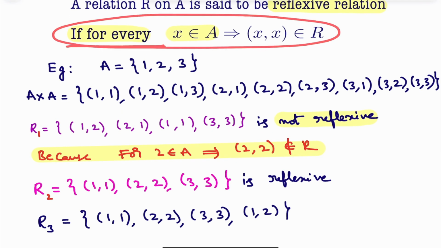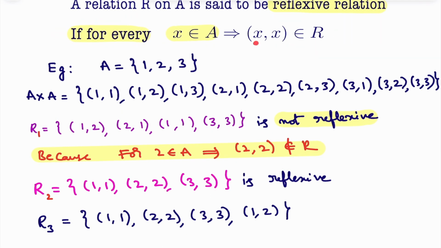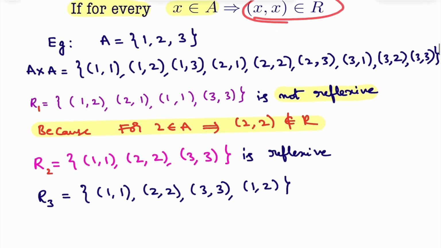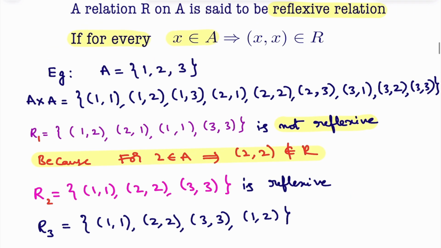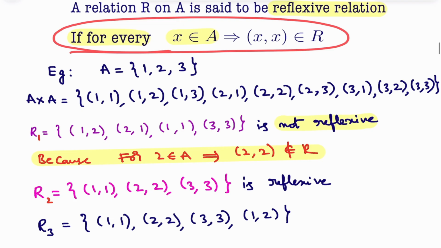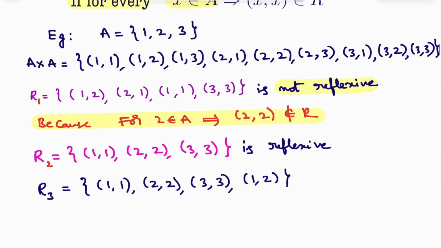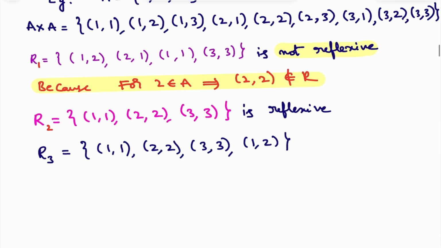For every x belongs to A, x comma x belongs to relation or not. That much only. You see here for 1, 1 comma 1 is there. For 2, 2 comma 2 is there. For 3, 3 comma 3 is there. So we can say that this relation is reflexive as it is satisfying the reflexive relation definition. So this relation is a reflexive relation. Yes, it is a reflexive relation.